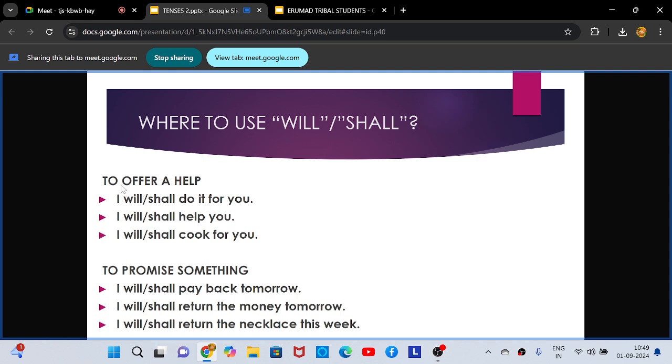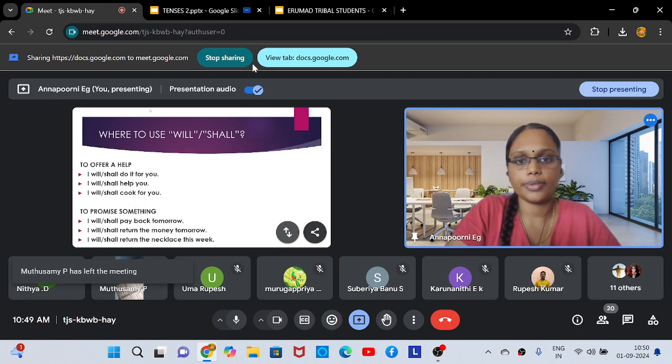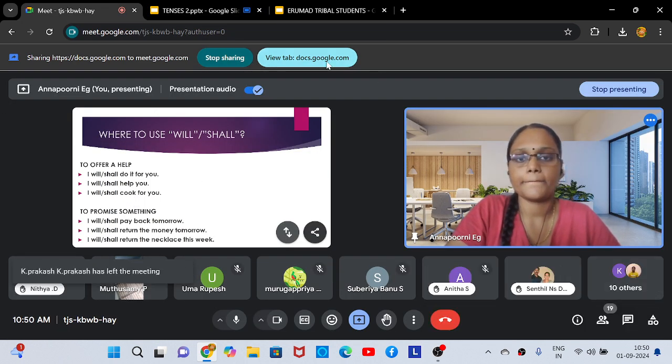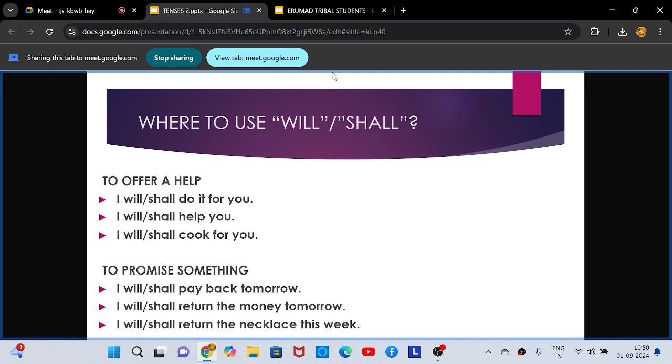Anybody can read the first three sentences. To offer a help. Yes, Deeksha, you can read it. I will shall do it for you. I will shall help you. I will shall cook for you. It is not I will shall, it is I will or shall.